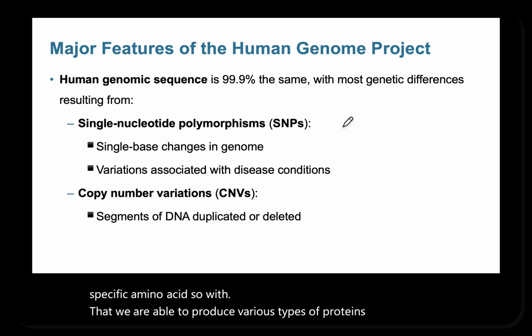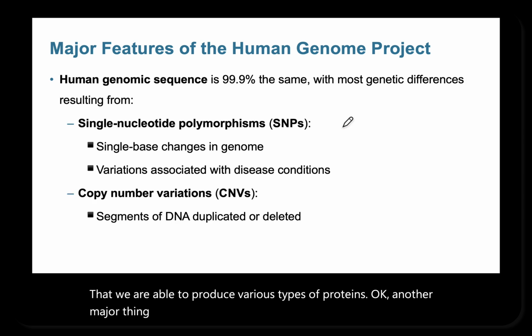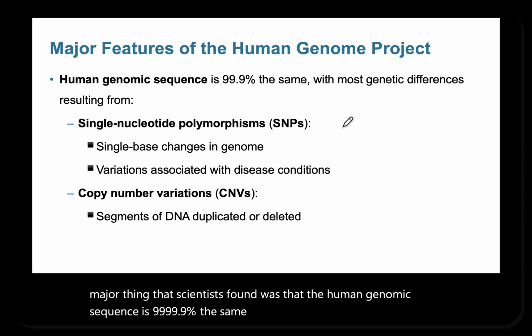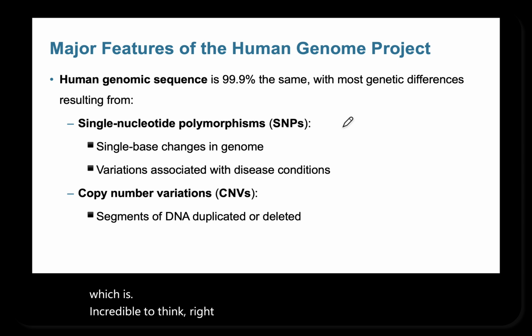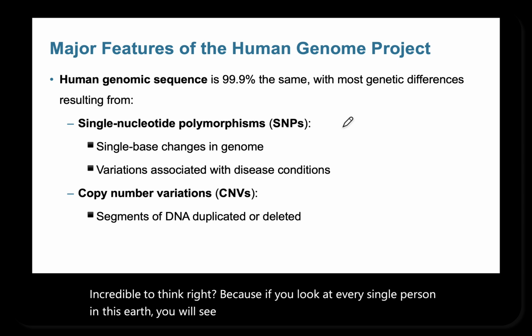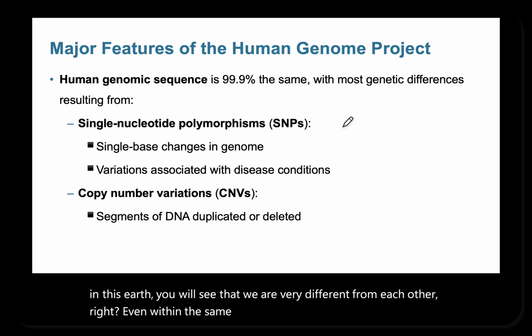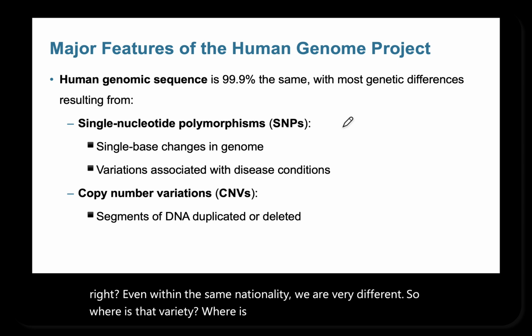Another major thing that scientists found was that the human genomic sequence is 99.9% the same within all the nationalities, which is incredible to think, right? Because if you look at every single person on this earth, you will see that we are very different from each other. Even within the same nationality, we are very different. So where is that variety? Where is that diversity coming from?